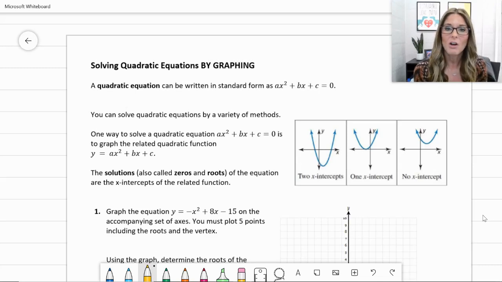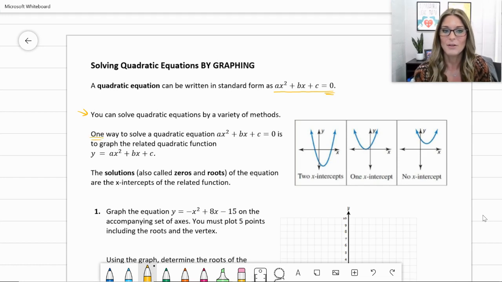Today we're going to start solving quadratic equations, and there are several methods for solving them. The first one we're going to study is graphing. At the top of your notes it says a quadratic equation can be written in standard form as ax squared plus bx plus c equals 0, and it does need to be equal to 0 before you start your solving process. You can solve quadratic equations by a variety of methods.